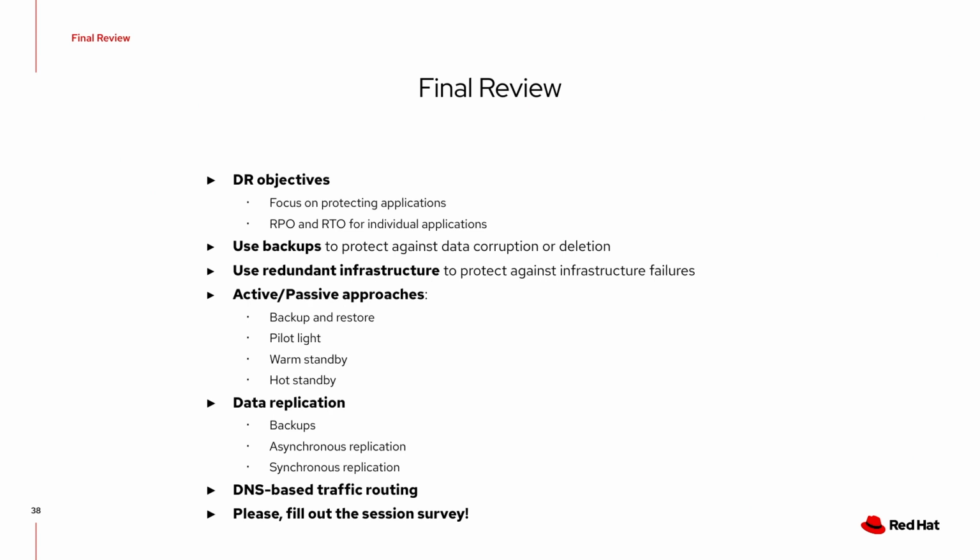And then if you want to protect against infrastructure failures, you are looking at using redundant infrastructure, for example, multiple availability zones, or in our case, because we want to protect against regional failure, even multiple regions. If you use multiple regions, you can find in the AWS Well-Architected Framework several approaches for the active-passive architecture.